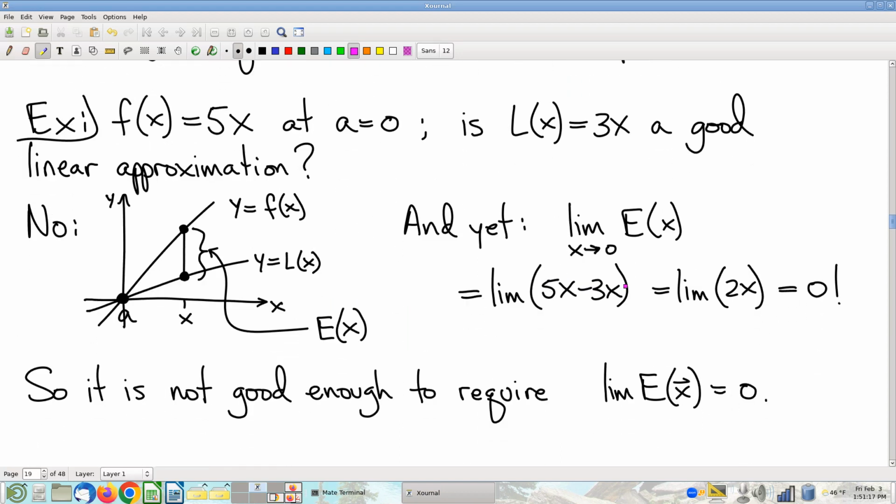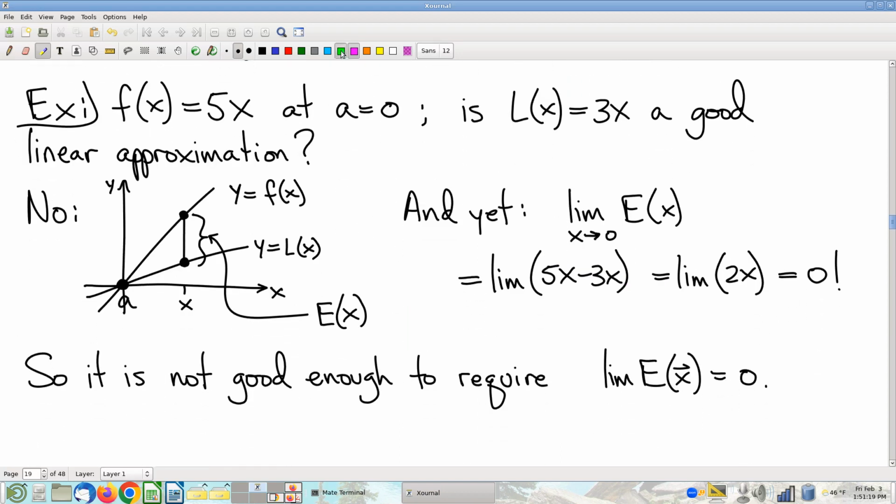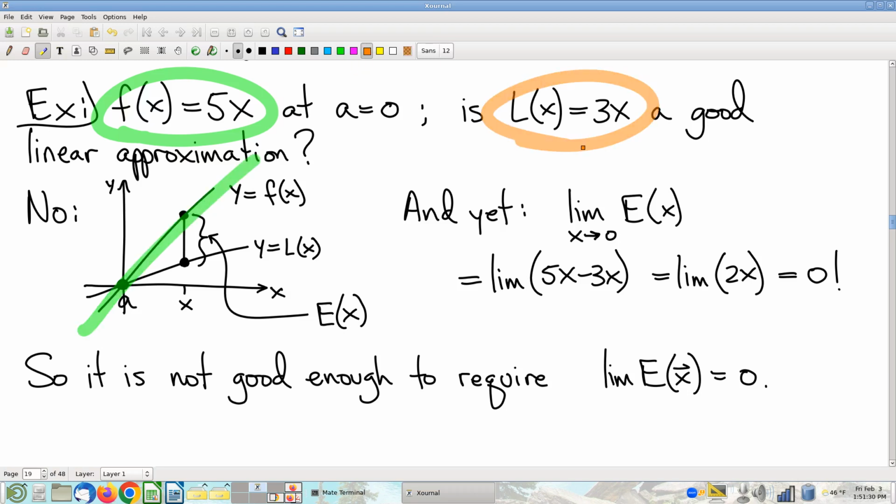Let's consider this next function. Now, this is back to single variable, you'll notice. This is single variable calculus, right? Here is a function, and here is an approximation. I'm going to call this a candidate approximation. And is this a good linear approximation? Well, no. Come on. That's ridiculous.